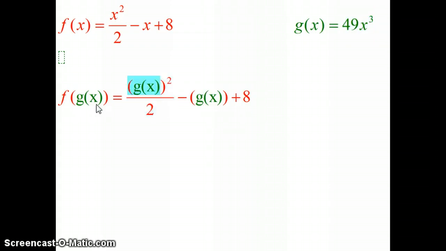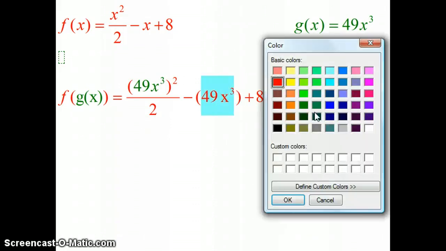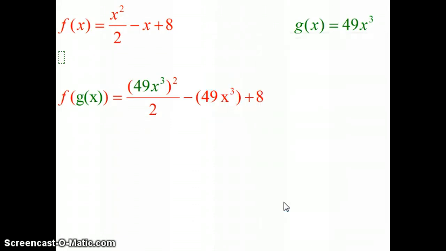So on the left-hand side, this is fine. On the right-hand side, let's go ahead and replace g of x, since it's the same thing as 49x to the third. That's what we're going to do right here, 49x to the third. And without simplifying, this is actually your result. Match the color on that. This is the process. All you'd have to do now is simplify.